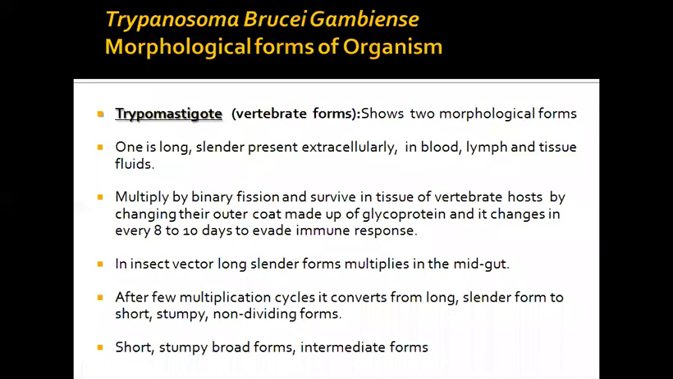It multiplies by binary fission and it survives in the tissues of the vertebrate host by changing its outer coat, which is made up of glycoprotein. It changes this every 8 to 10 days, which also helps it to escape the immune responses. In the insect vector, long and slender forms multiply in the midgut. After a few multiplication cycles, it converts from the long and slender form to a short and stumpy form, which is a non-dividing form.